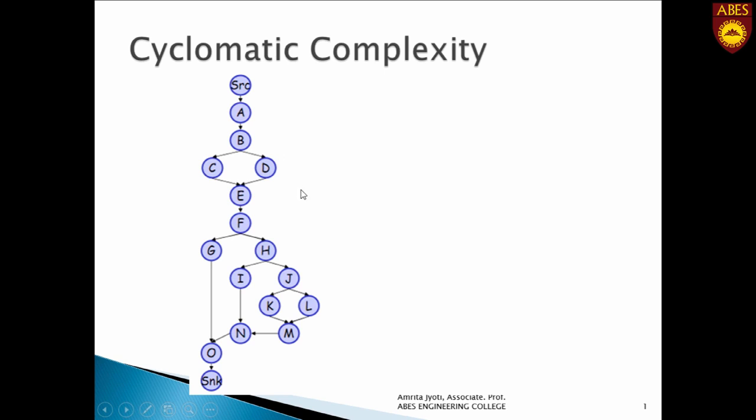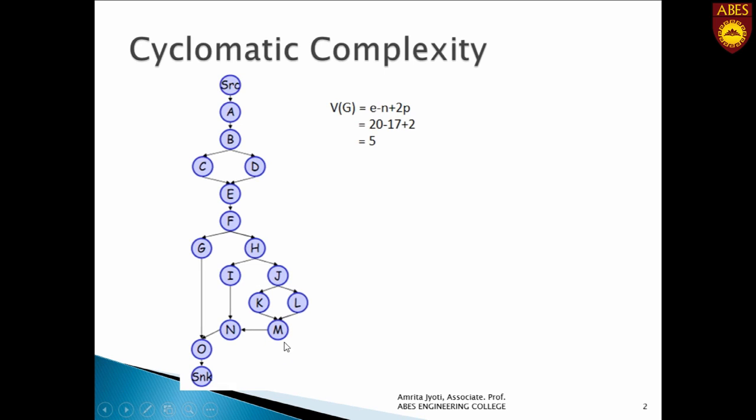Suppose we have to find the cyclomatic complexity for this control flow graph, and we simply calculate E, the edges, and N, the nodes. P is the connected components. In this flow graph there are 20 edges, if you count them, and 17 nodes, and with the help of this formula we can calculate the cyclomatic complexity is 5. It means there are 5 independent paths in this graph.